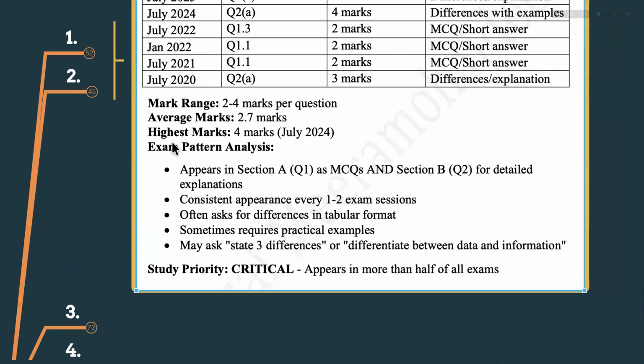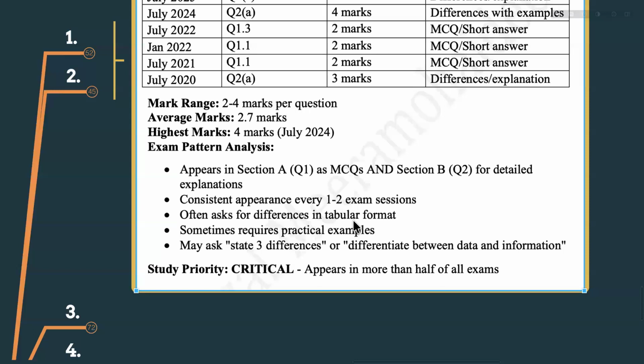So you can understand from my exam pattern analysis, this data and information and the differentiation appears in section A, question 1, the OTQ questions as MCQs, as well as in section B, question 2, for a detailed explanation about data, information, and differentiation, right? So it consistently appears in every 1-2 exam sessions, often asked for differences in a tabular format.